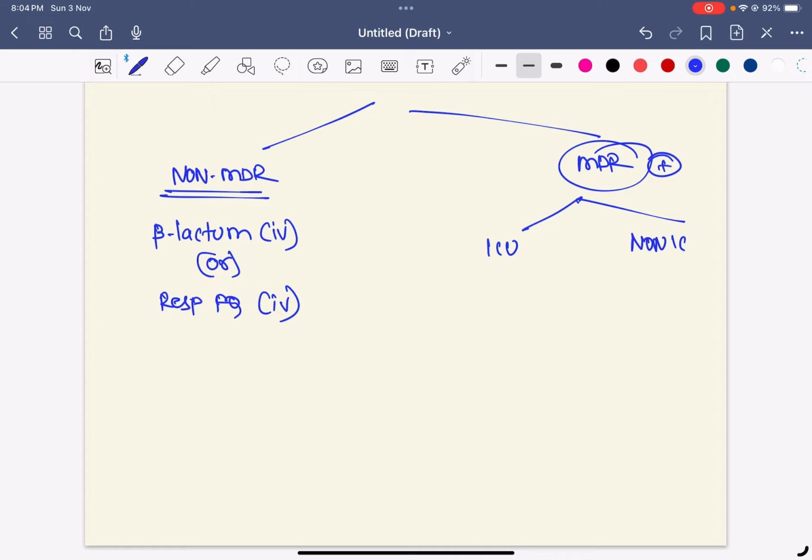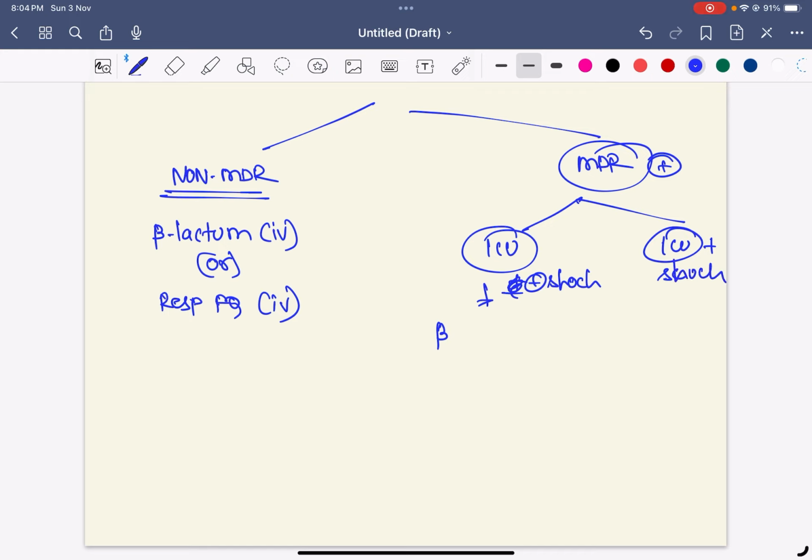If the patient has MDR risk present, then see whether it's an ICU candidate or a non-ICU candidate. If the patient is an ICU candidate, then give... ICU candidates, both of them will be ICU candidates, without shock and with shock.